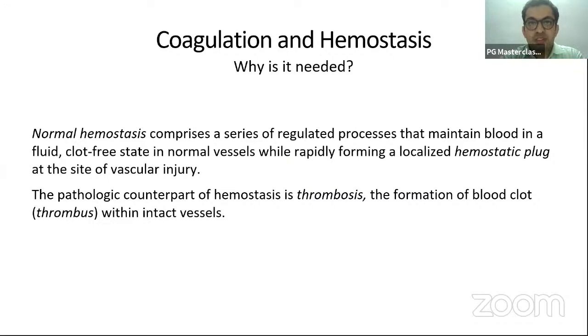Now, coagulation and hemostasis. First of all, what is the need for it? Normal hemostasis comprises a series of regulated processes that maintain blood in a fluid, clot-free state, such that the blood does not clot on itself in the blood vessels, while also rapidly forming local hemostatic plugs at places where there might be vascular injuries. And the pathological counterpart of hemostasis would be thrombosis, which is the formation of blood clots, which is needed at the sites of injury.